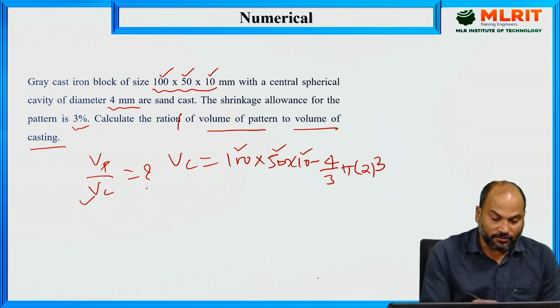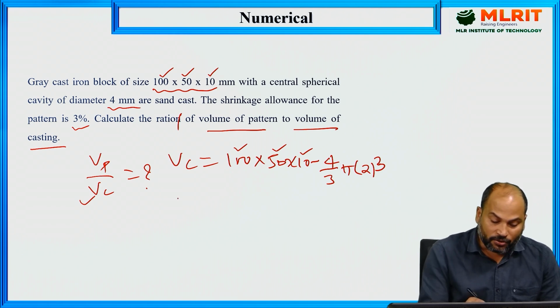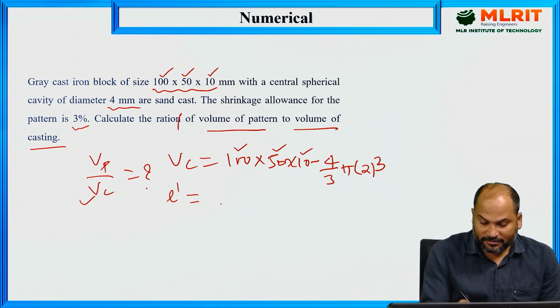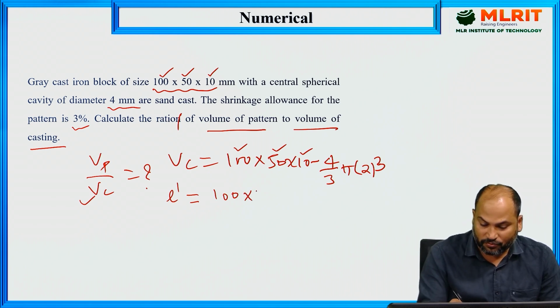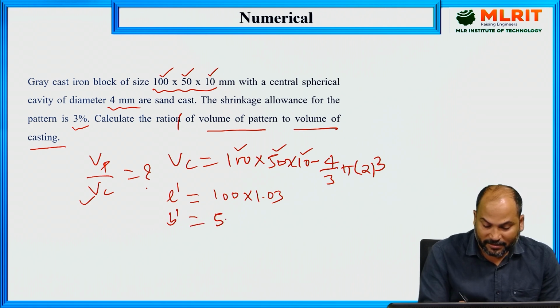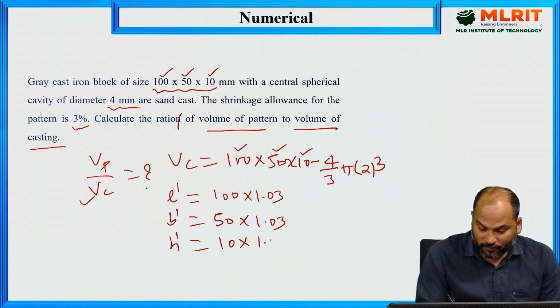First, we have to find out, when we are preparing or manufacturing this pattern, what will be the dimensions. So the changed length L prime, what will be the value? Initially it is 100, and the changed value will be 100 into 1.03, since it is 3%. Similarly, the changed breadth will be 50 into 1.03. Similarly, the height or thickness, h prime, will be 10 into 1.03.